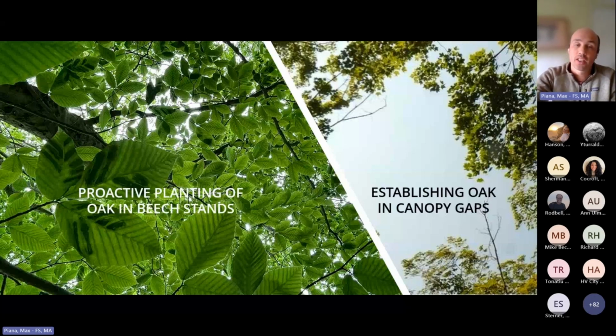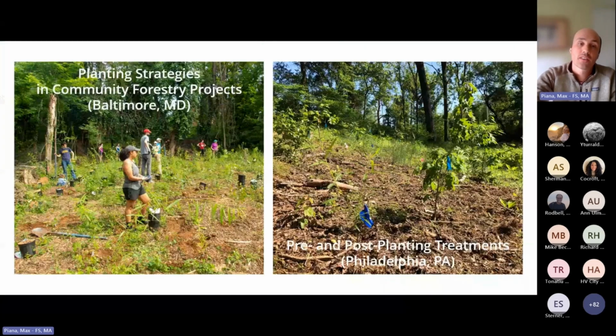We also have studies that have engaged community projects in Baltimore at the Stillmeadow Peace Park and Forest, looking at planting strategies that can involve community members, as well as pre-planting and post-planting site treatments of oak in Philadelphia, where we're testing strategies around co-planting or nurse trees, herbicide treatment, and other treatments that might be used by standard municipal forestry practice.